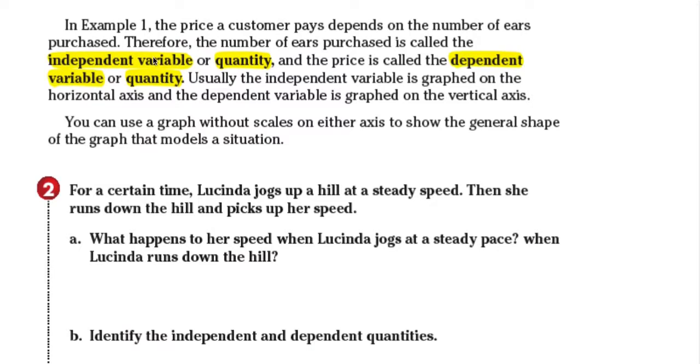Therefore, the number of ears purchased is called the independent variable or quantity, and the price is called the dependent variable or quantity. Usually, the independent variable is graphed on the horizontal axis, and the dependent variable is graphed on the vertical axis. Okay, so when you talk about independent variables, this is always graphed on your y-axis, and the dependent variable is usually graphed on the vertical axis or the x-axis. Okay, a few important things to take note of. For a certain time, let's take a look at example number 2.